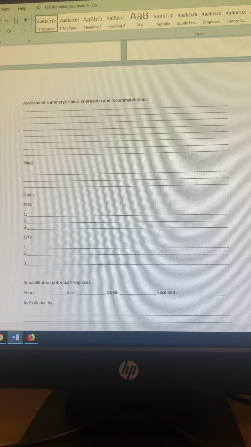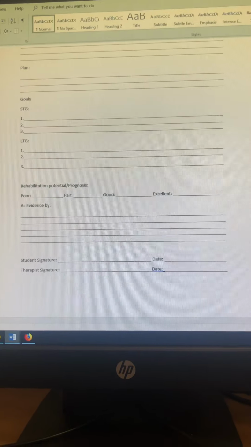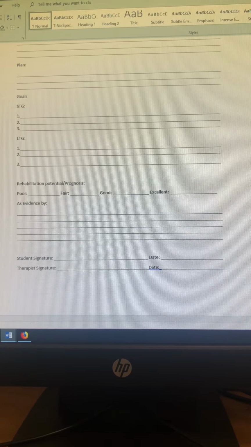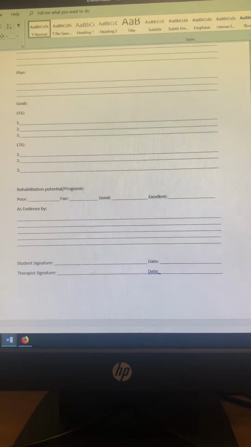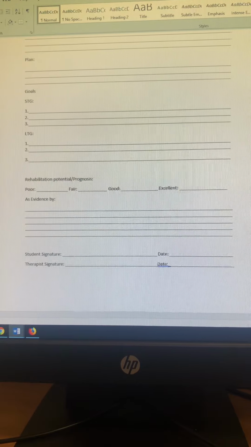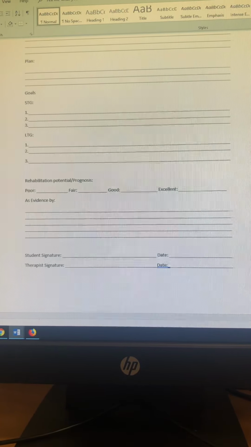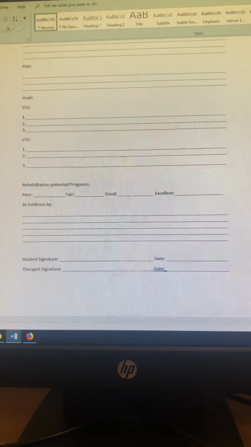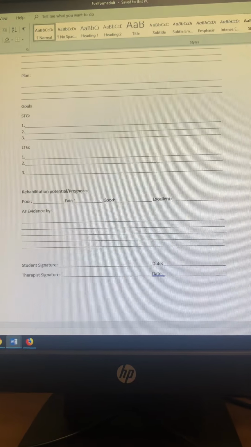So then when we go down into rehab potential, she was excellent. And then you want to just explain why. Most of you highlighted that. So for her, she's young, she has a high prior level of function, she's motivated, and she has a good support system. All of those are good reasons to list. So overall, you guys did well.